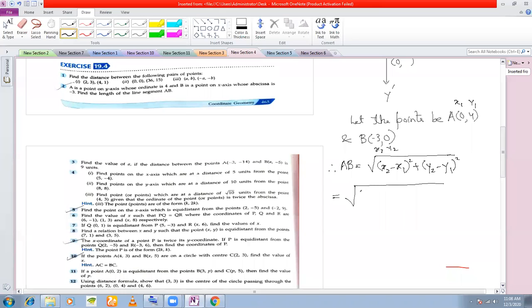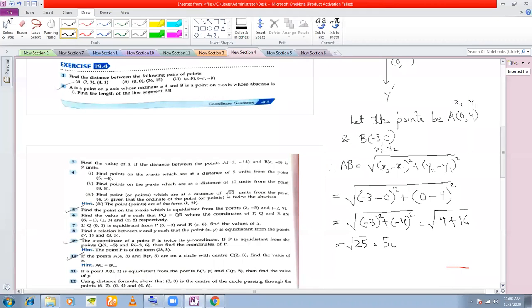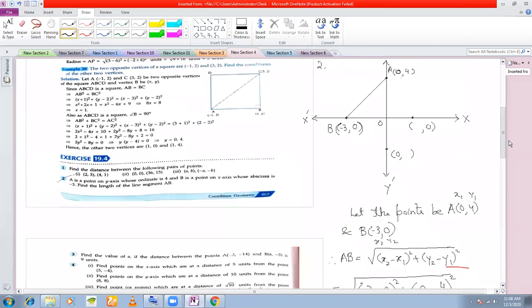x2 is -3, x1 is 0, plus y2 is 0 and y1 is 4. That's it. So this is root over of (-3) square plus (-4) square, which is root over of 9 plus 16, which is square root 25, which is 5 units. This is the distance between A and B. I have used the distance formula to calculate this distance.